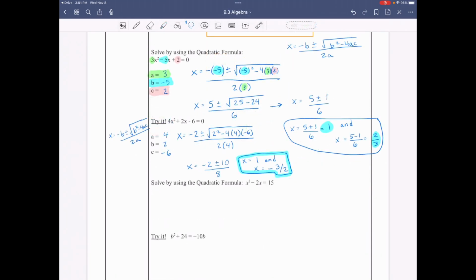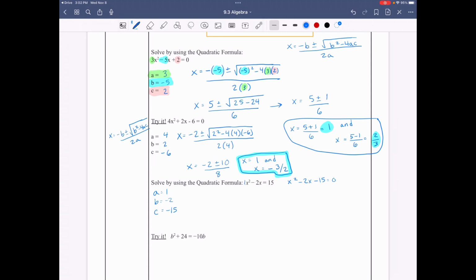So you can check your answer here, x equals 1 and x equals negative 3/2. Now let's solve by using the quadratic formula on this one, where the coefficient, so the a, is 1. So you don't really see it, but it's in front of the x squared. Your b is negative 2, and your c, it's on the other side, so we have to bring it over. So you should rewrite this as x squared minus 2x minus 15 equals 0. So everything needs to be on the left side and equal to 0. Negative 15.